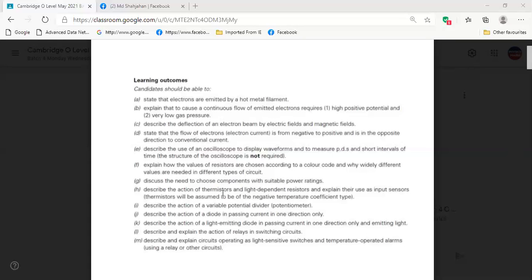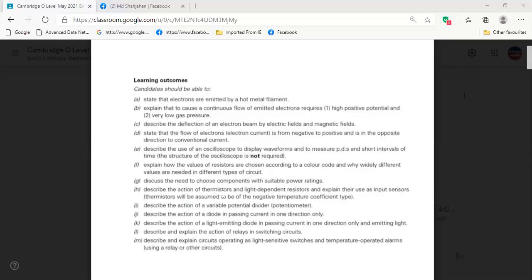And then we have a variable potential divider. We had an idea about the potential divider before. Now we are having a variable potential divider. That means there will be one variable resistor, and using that variable resistor, the output voltage can also be varied using the potential divider rule. That one we'll learn here. Then we have the diode.